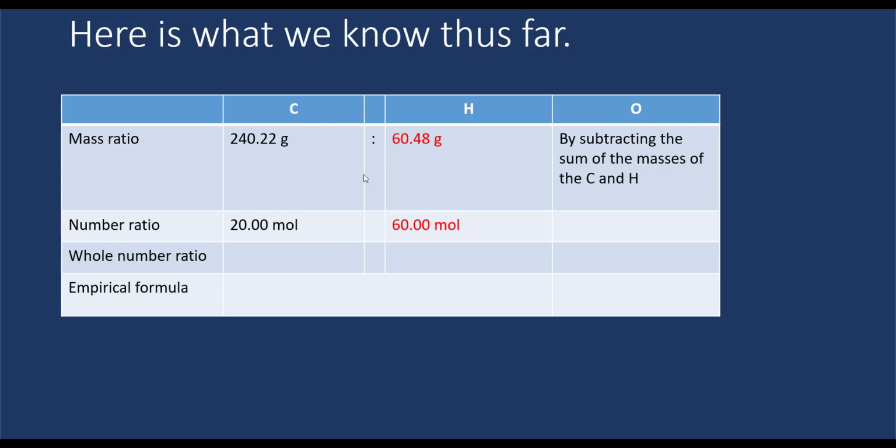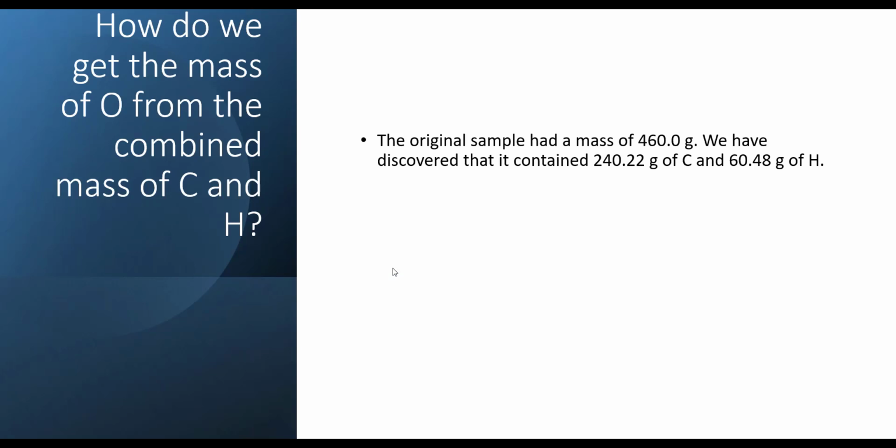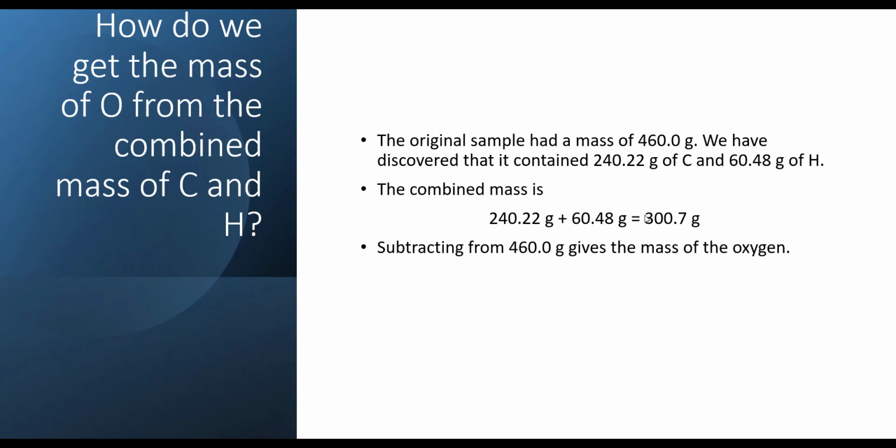Remember, it's 400 something. So that missing mass, the extra mass that's missing, must have been this oxygen. So all we do is subtract these two numbers off. Take the 240 and the 60, add them up together. Their combined mass is 300.7, and subtract those from the 460 gram sample that we had to begin with, and it comes out to 159.99.